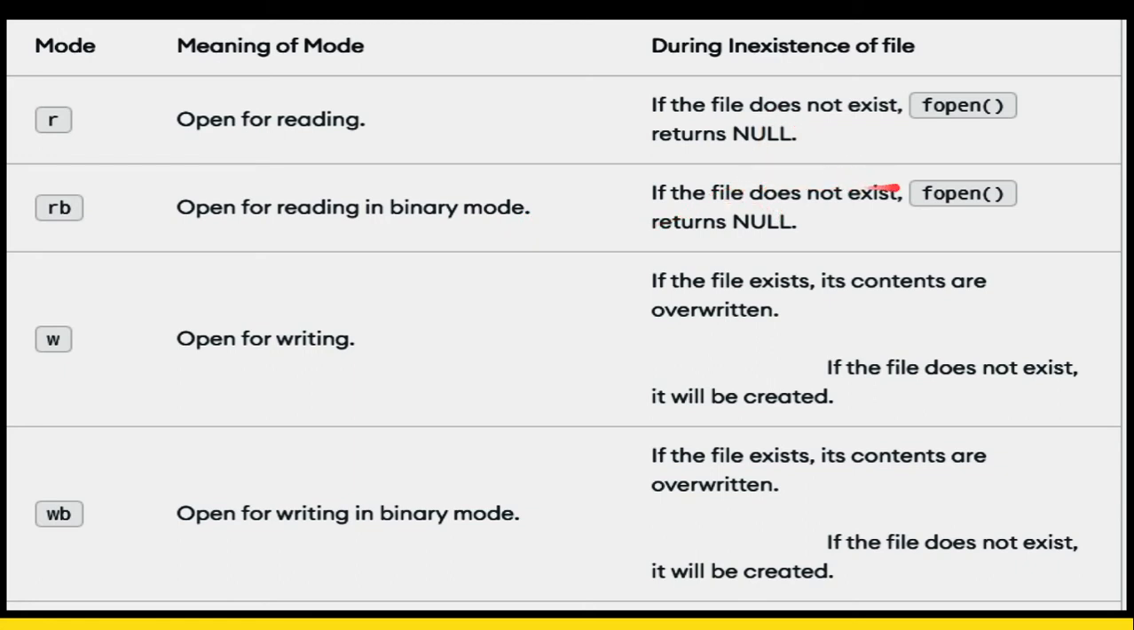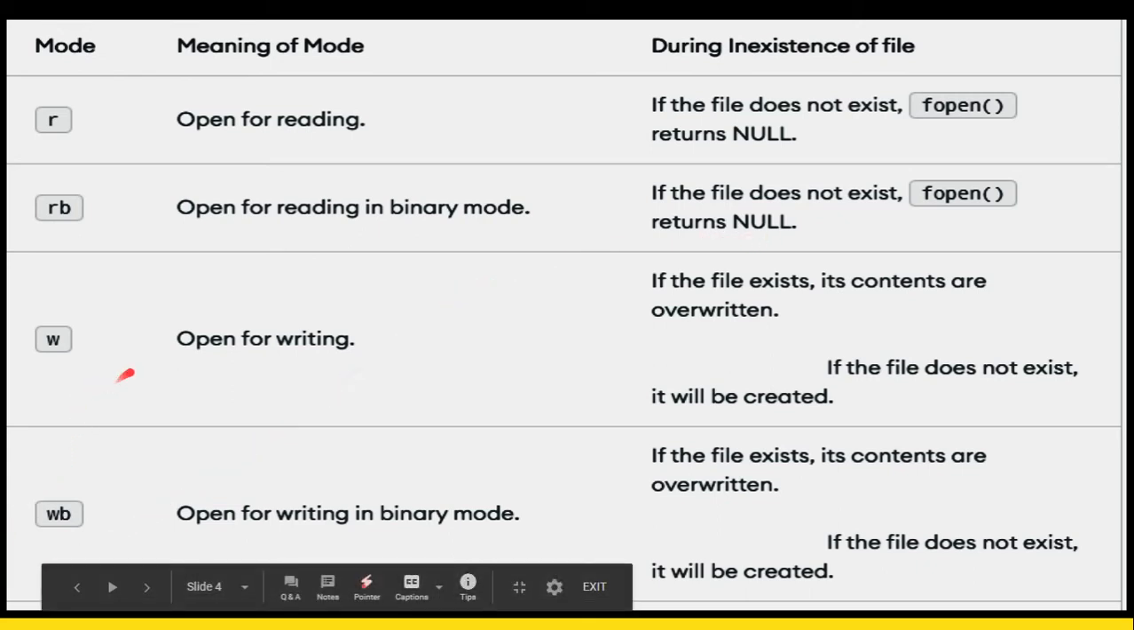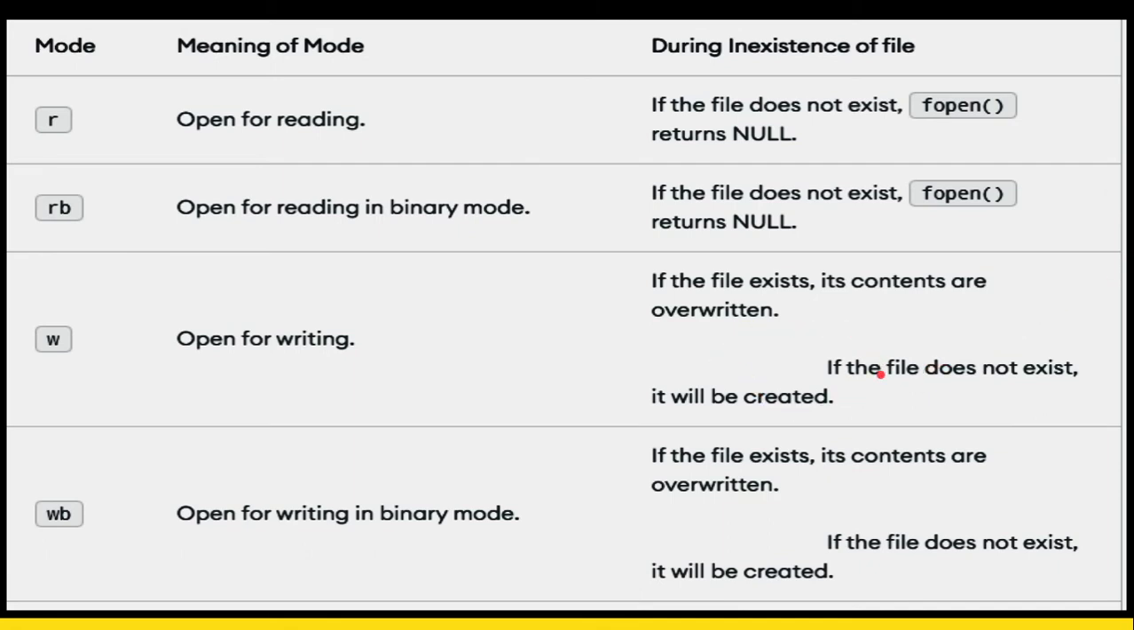If the file does not exist, fopen returns the null pointer. Next is w, open for writing. If the file exists, its contents are overwritten. If the file does not exist, it will be created. So that is the concept of opening the file for writing.